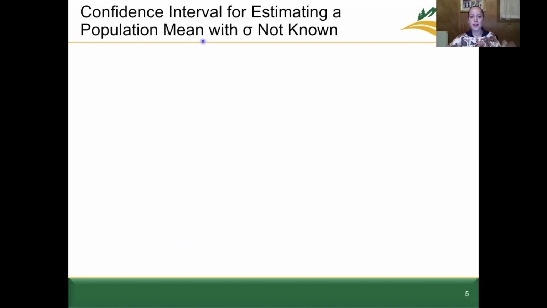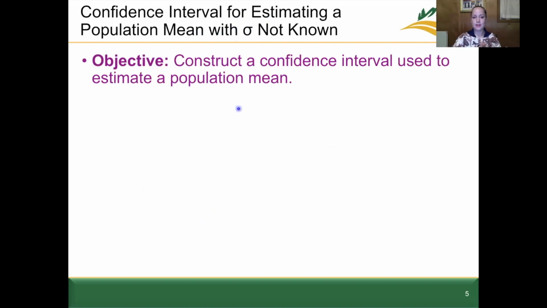First, we're going to go through a confidence interval for estimating a population mean with a sigma that is not known. So try to remember what sigma means, and we'll go through this now. The objective here, based on the title of this slide, is to construct a confidence interval used to estimate a population mean. To do this, we're going to take information about a sample and then use that to infer different information about our population.